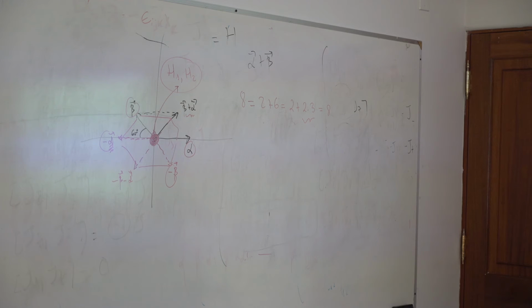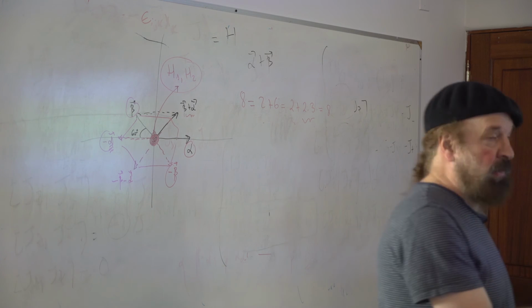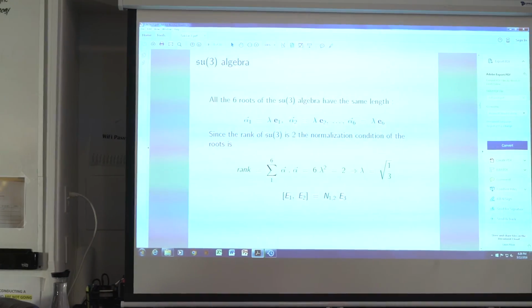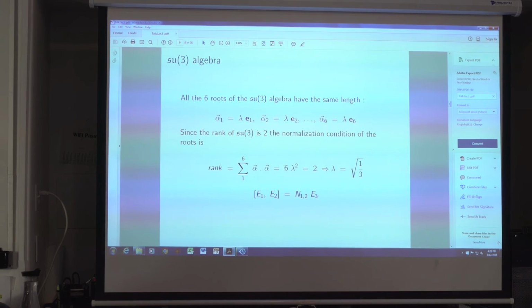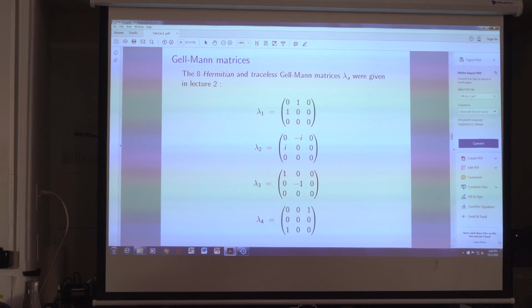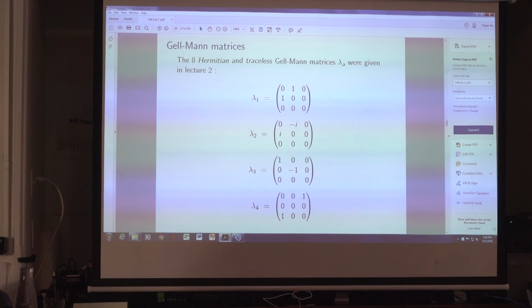Remember that yesterday I gave you the list of your Gell-Mann matrices? I had 8 Gell-Mann matrices. Okay, let me show you. I guess, David, maybe we can show this here. This is important. Let's go back to the Gell-Mann matrix generators. Let's remember the Gell-Mann matrices. Remember, yesterday there were 8 of them.